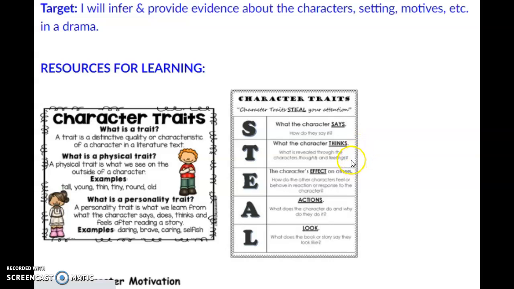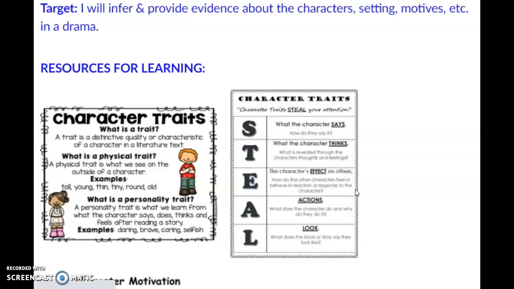The T, what the character is thinking. What is revealed through the character's thoughts and feelings, and you're going to find that out based on what they're saying. They're going to give us a little bit of insight into what they're thinking and feeling based on the words that they're using.